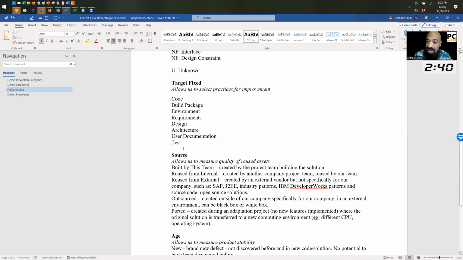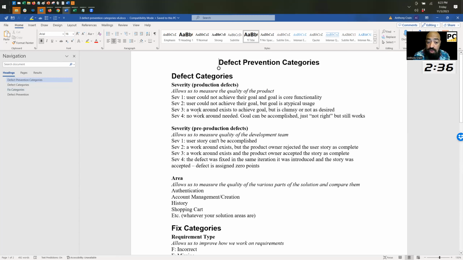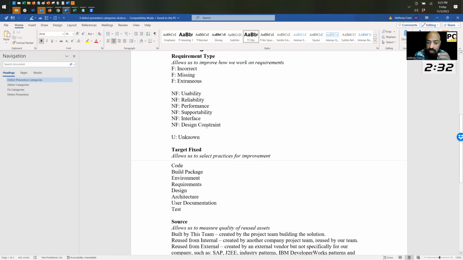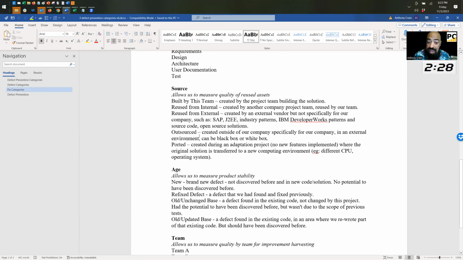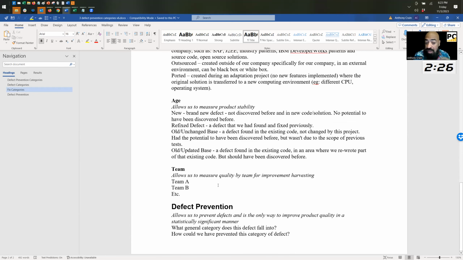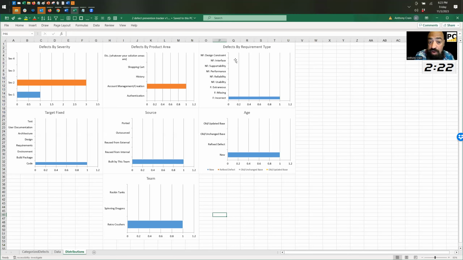Code, build, environment. Where did the final change actually happen? So notice these first three are about where the defect happened. All the rest of these are about where the fix happened. And so we need to look at the source, the age, the team, etc. Right? So if we look, defects by requirement type will tell us what behavior changes can be quite different depending. Target fixed, right? Where did the fix end up happening? And so that tells us where we need to do our plays.